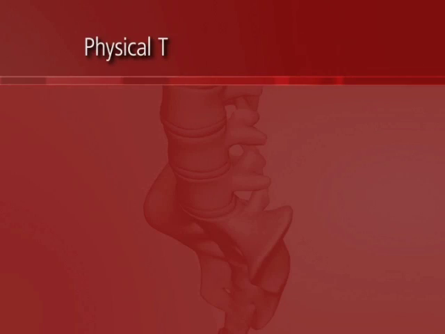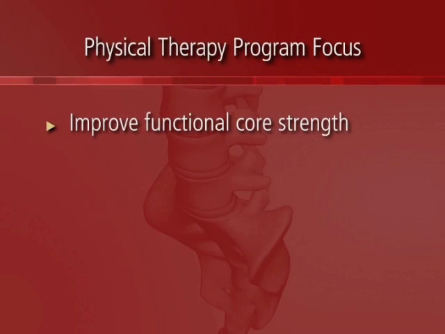Maintaining that correct postural alignment includes keeping your feet straight, your hips tucked in, your shoulders back, and your chin tucked. Individual, comprehensive, progressive physical therapy programs focus on 4 areas. The first is to improve functional core strength. This provides you a firm base so your limbs can generate force and motion.